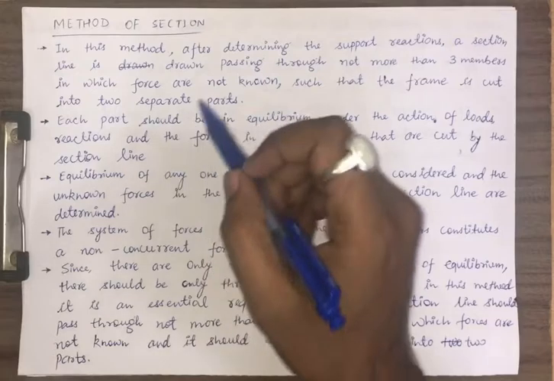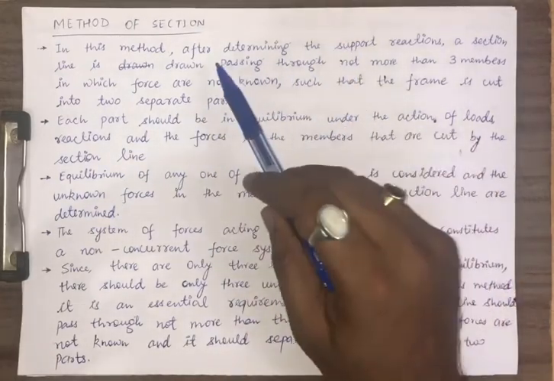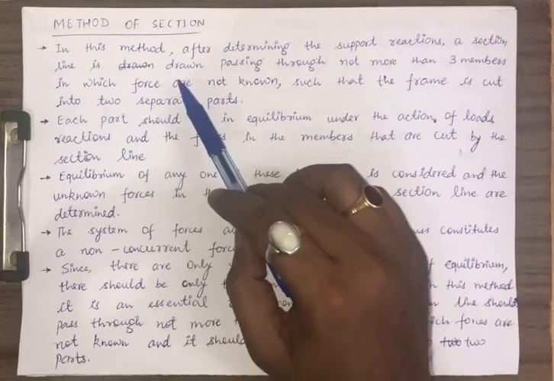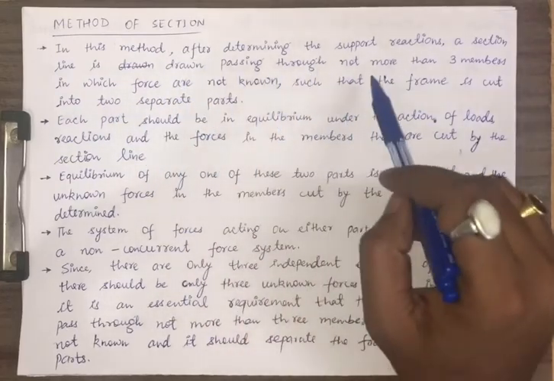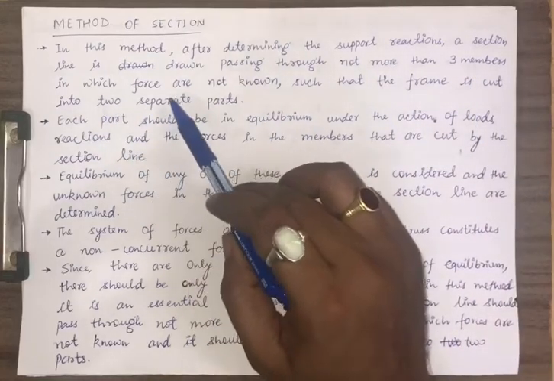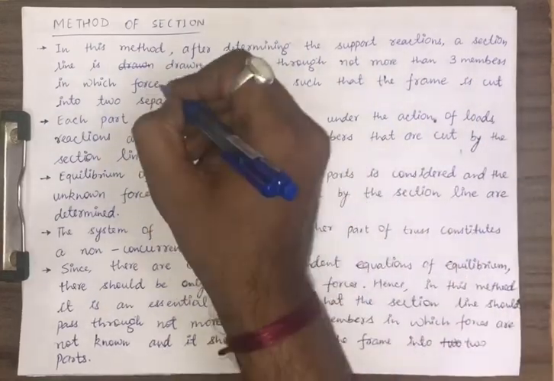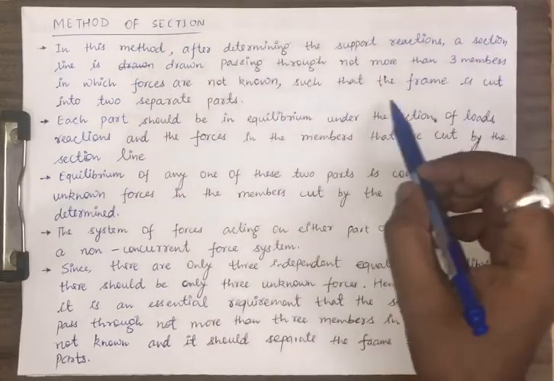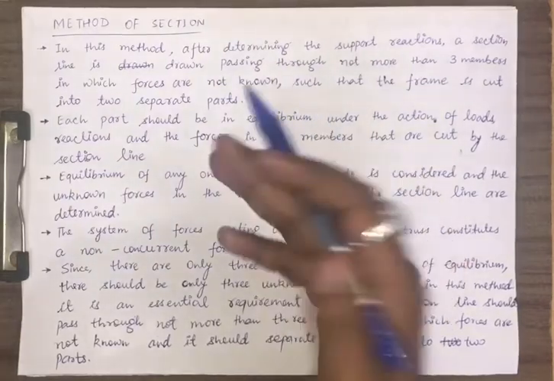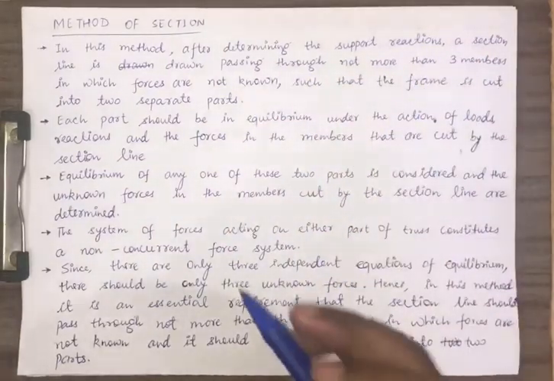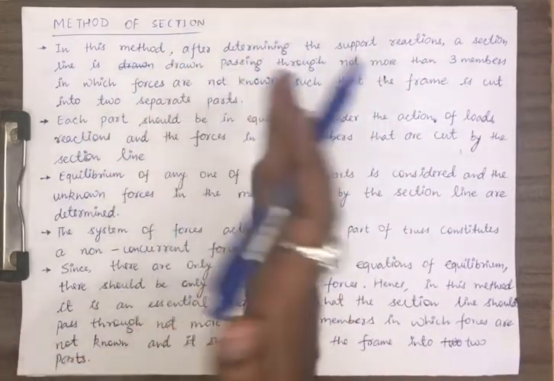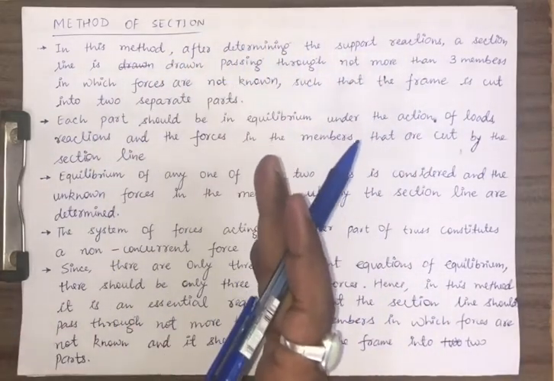In the previous lecture we discussed the method of joints. In this method of section, after determining the support reactions, a section line is drawn passing through not more than 3 members in which forces are not known, such that the frame is cut into two separate parts. We will be cutting the whole truss into two separate parts.